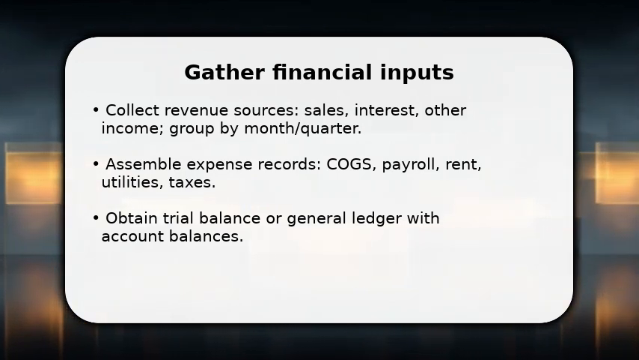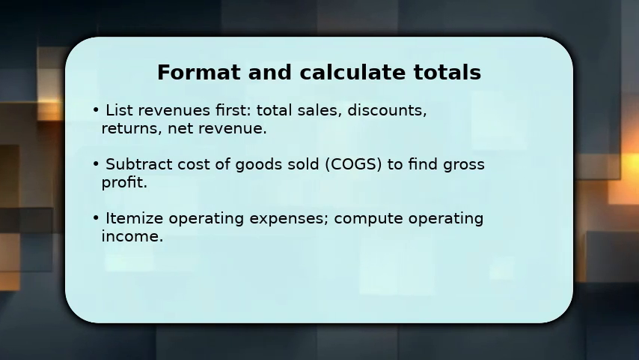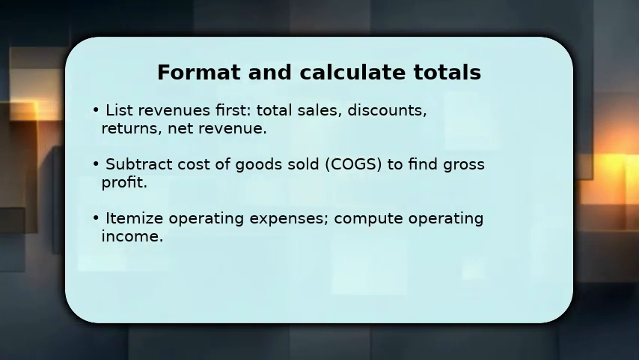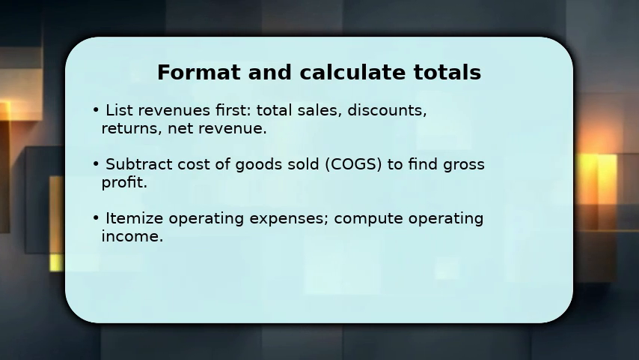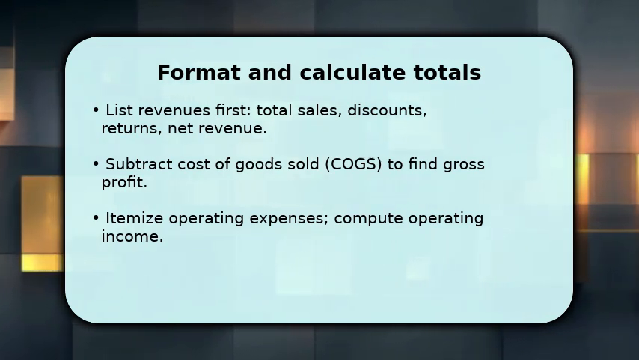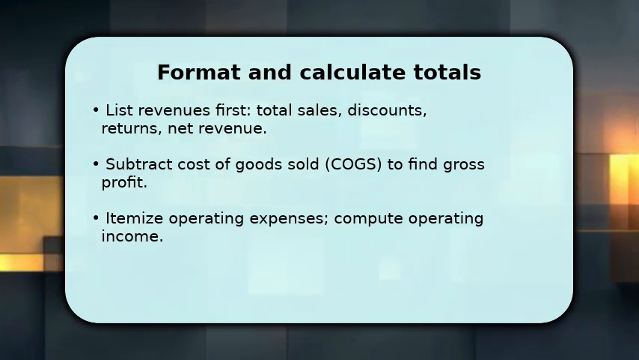Now lay out the statement. Put net revenue at the top, then subtract COGS to compute gross profit. Once done, list operating expenses, payroll, rent, marketing, grouped by category for clarity.